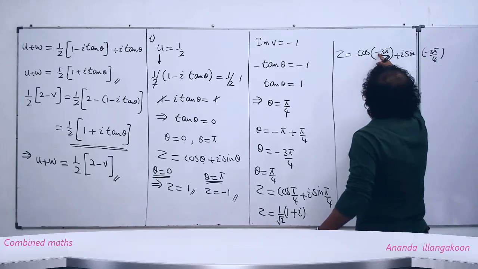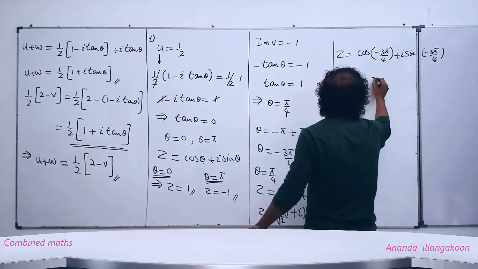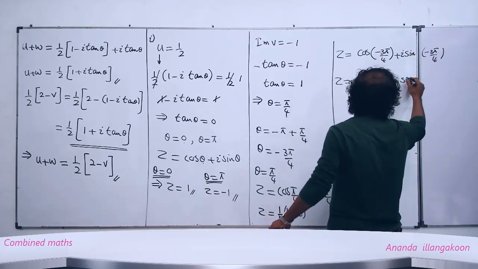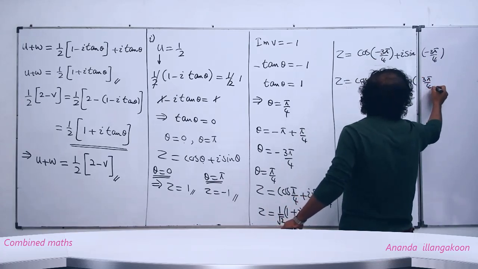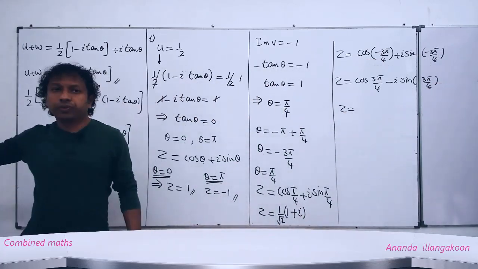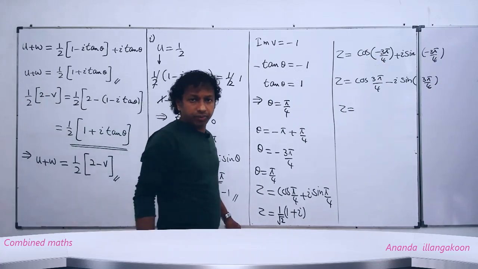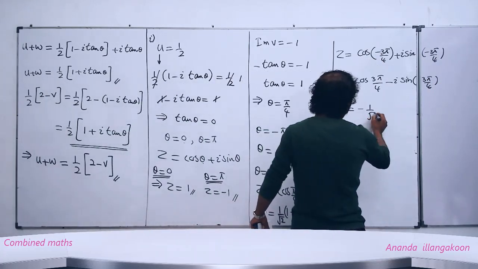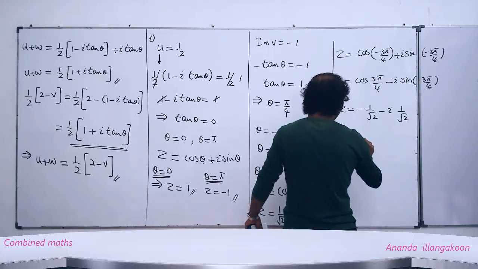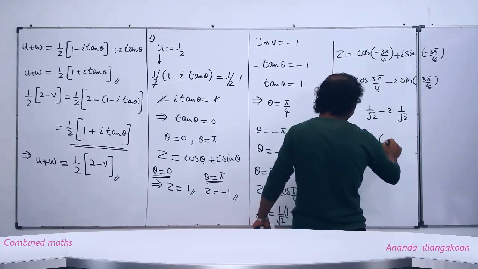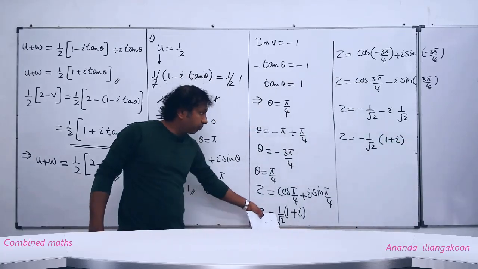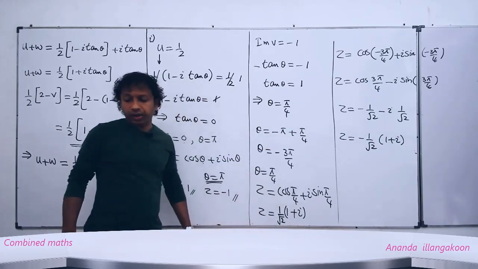People, here cos minus theta is cos theta, no? Then we can write this as cos 3 pi by 4, and sin minus theta is minus sin theta, so minus I sin 3 pi by 4. Is it? Cos 3 pi by 4 means what, people? Cos 135, second quadrant, minus 1 over root 2. Minus I sin 135, 1 over root 2. Z is minus 1 over root 2 times 1 plus I. Then here, two answers. We have one with plus sign, the other with minus sign. That's how we take the two answers.